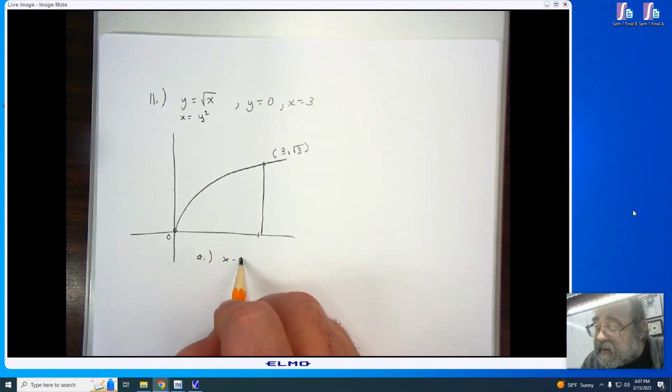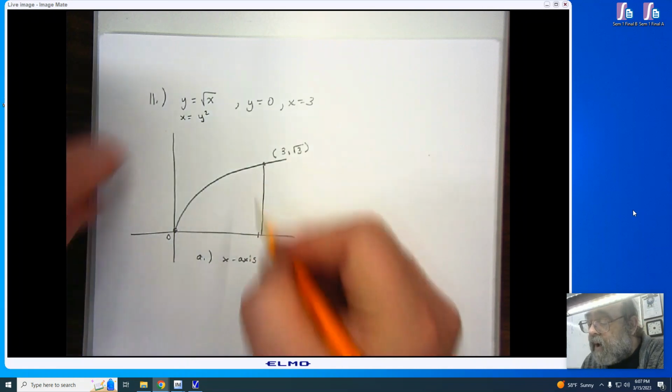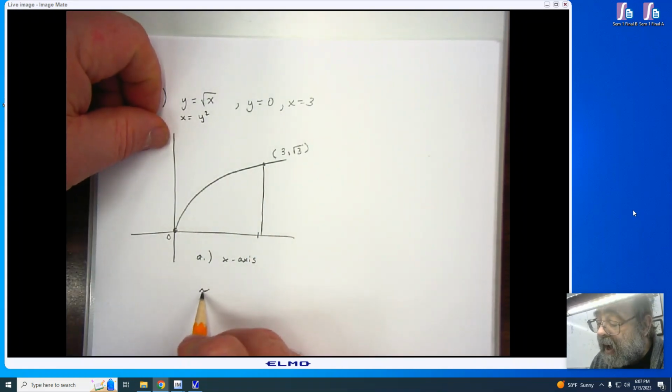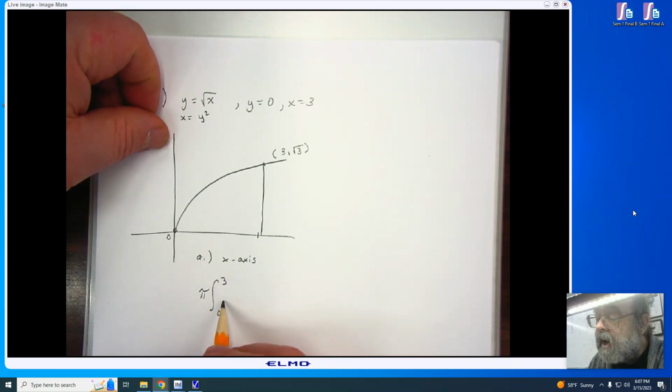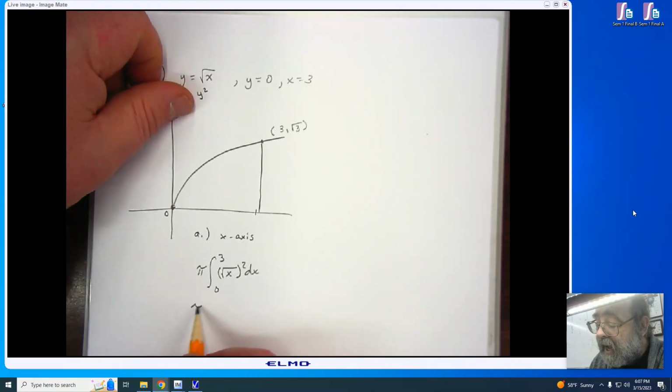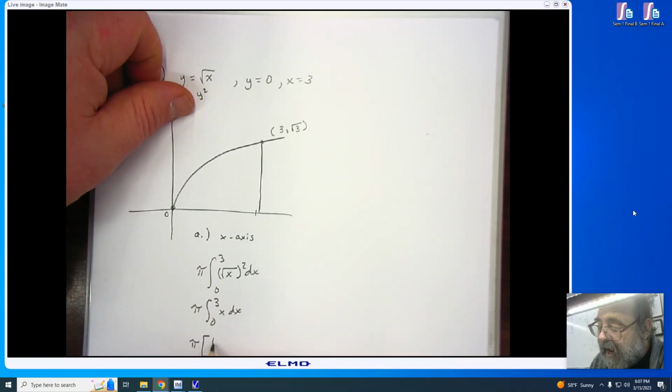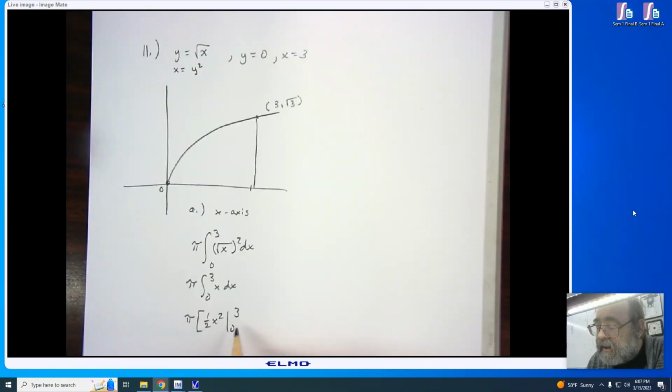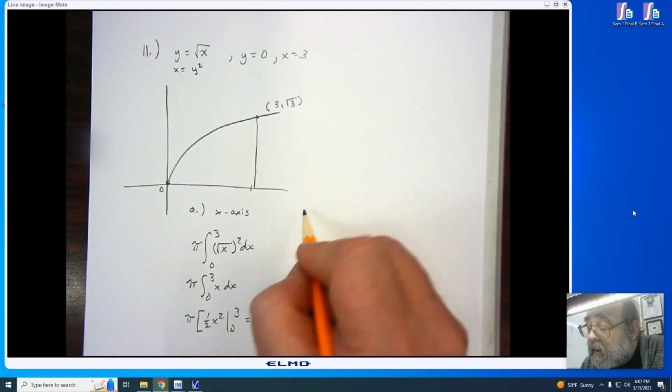Now they want me to start in A, finding the volume when we revolve around the x-axis. So I have pi integrated from 0 to 3, working with the square root of x, the quantity squared, dx. This gives me pi times the integral from 0 to 3 of x dx, which is pi times 1/2 x squared from 0 to 3, and my answer turns out to be 9 pi halves.